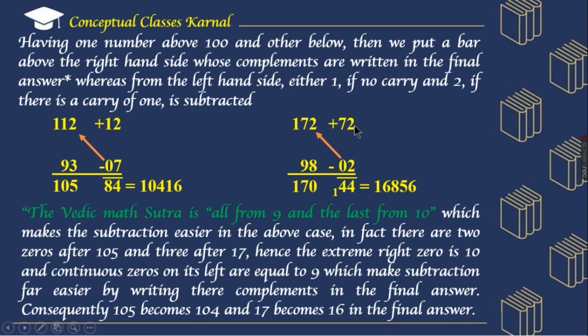Another number, 172 multiplied by 98. So it's plus 72 and minus 02. We multiply these two and we get 144 with the bar above, and here subtracting 2 from 172, we get 170. So we have 170 and another 2 zeros, and from this we have to subtract 144. So this from 10 and this from 9 and this from 9 also. So we get 16856. So that's how we do it, and this sutra, all from 9 and last from 10, can be used like this.